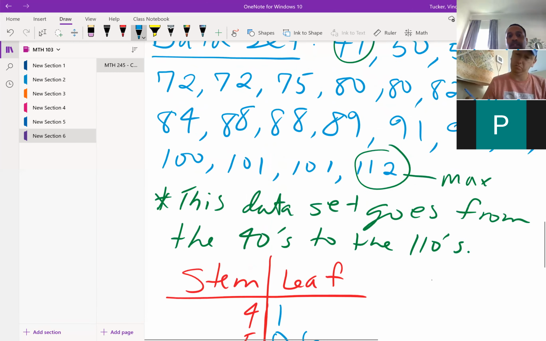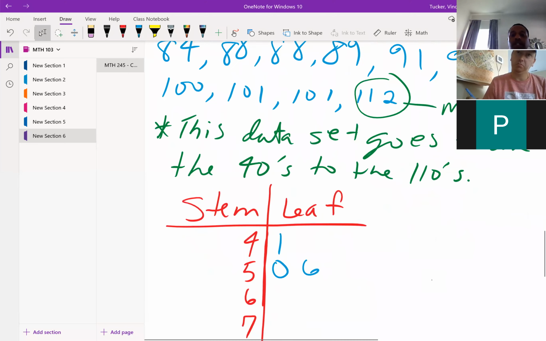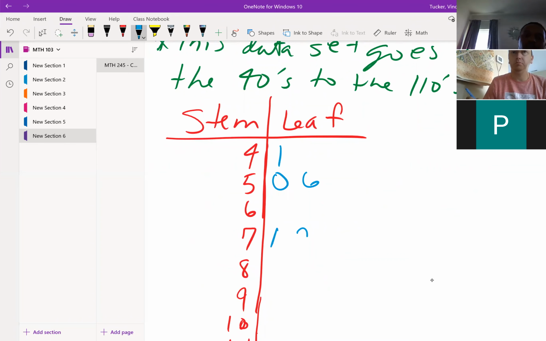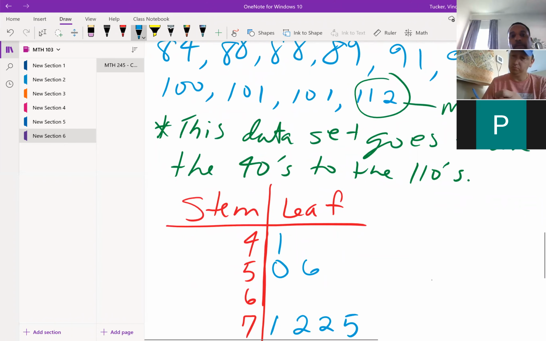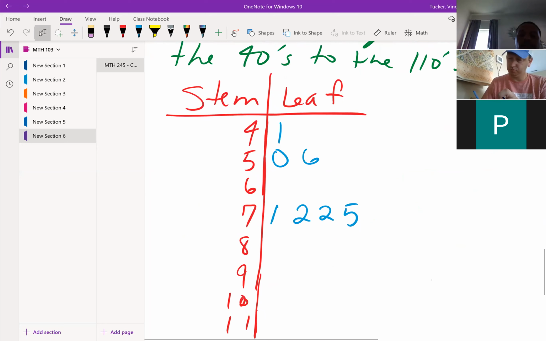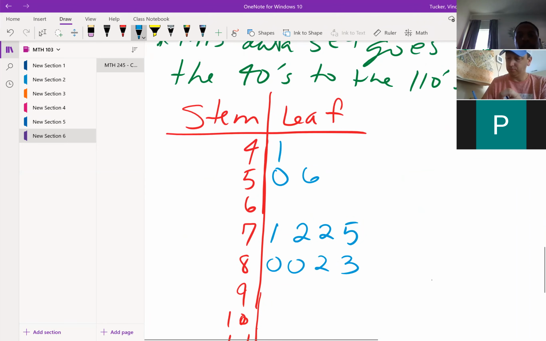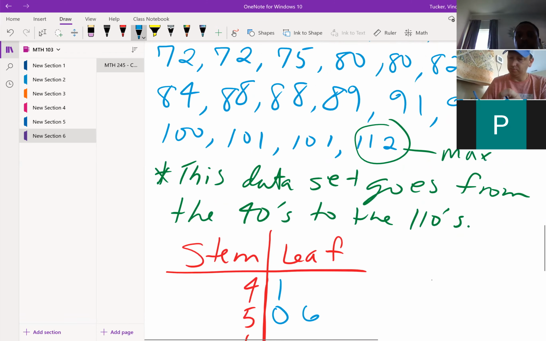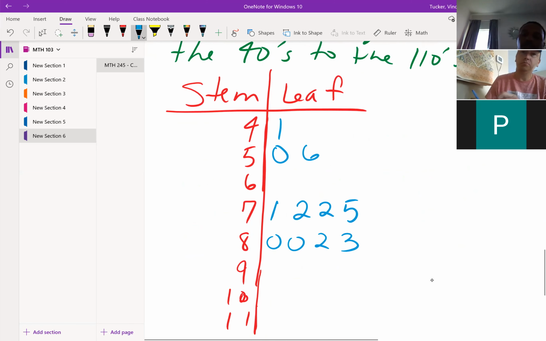Then you go to your 70s: 71, 2, 2, and 5. Then the 80s: 80, 80, 82, 83, and then we have 84, 88, 88, 89. So if there's a data value that is repeated, then that number needs to be written however many times it is repeated.